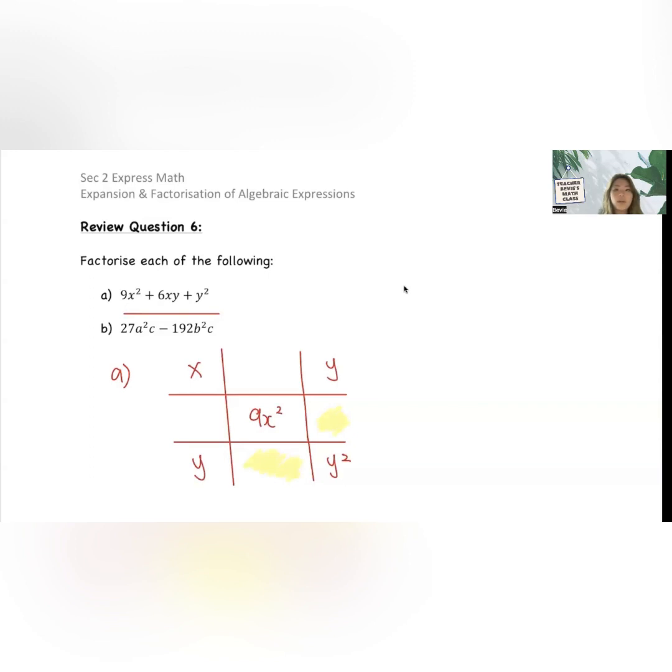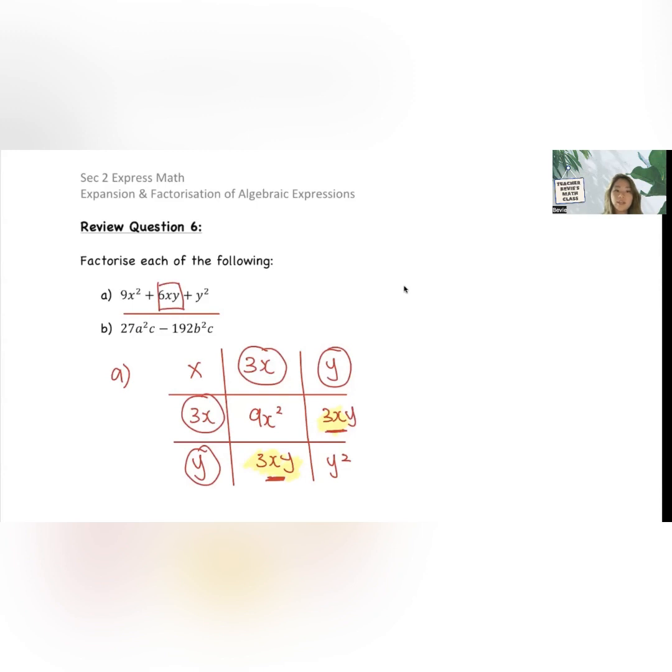As for the 9x squared, I have two combinations. One is x times 9x. The other one is 3x times 3x. So maybe I'll just go with 3x and 3x first. Let's do a check to see if we can add up to 6xy for both the yellow boxes. For this first box, it's a multiplication of 3x and y, which gives me 3xy. For the second box, it's a multiplication of 3x and y as well, so again it gives me 3xy. Just to double check, 3xy plus 3xy, does it give me 6xy?